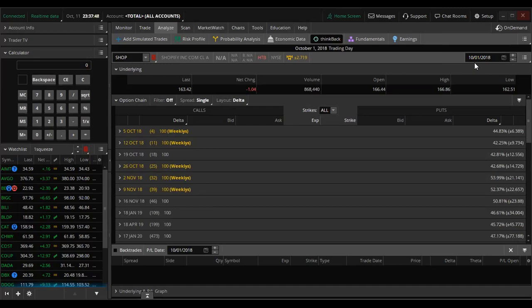So in this example, back in October the 1st of 2018, this stock was $163.42. Now, the reason I'm using this stock is because I was watching this stock back then, but I didn't have the money to play the option contract, but I've always kept up with the price of the stock.